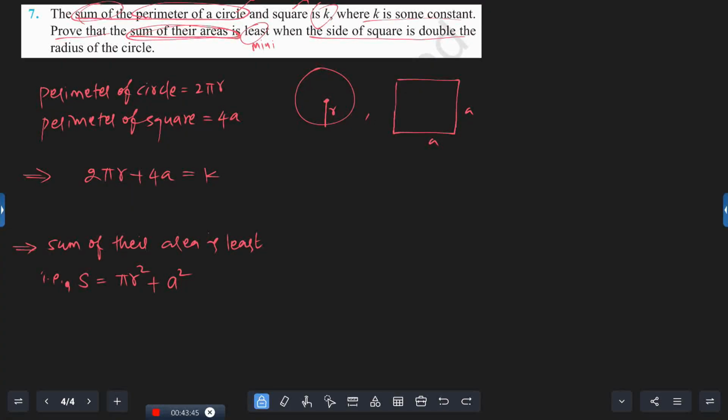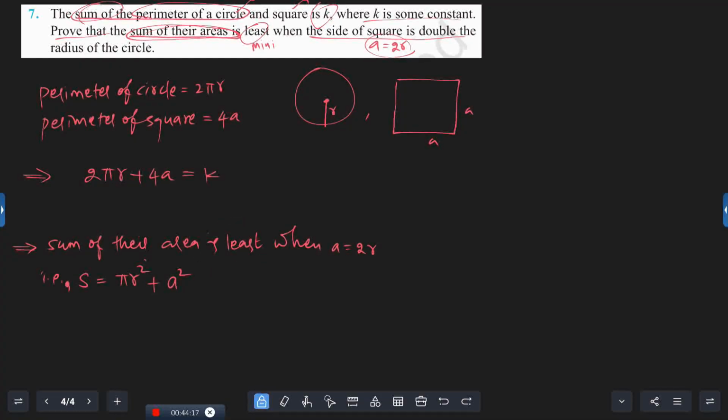When we have to prove this, the side of the square means a, and double the radius means 2 times r. You have to prove that S is minimum when a is equal to 2 times r. Understand? They gave a value. Let it be minimum when a is equal to 2 times r, that is, the side of the square is double the radius of the circle. That's it. Shall we start? Very simple. We have to show this is least.